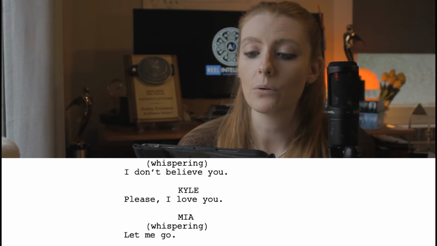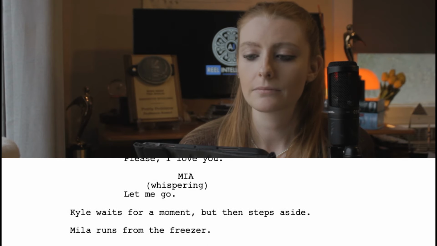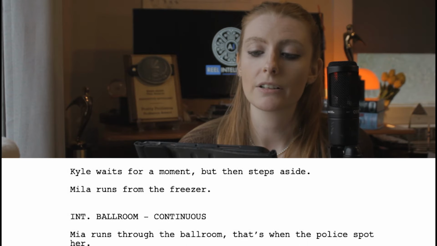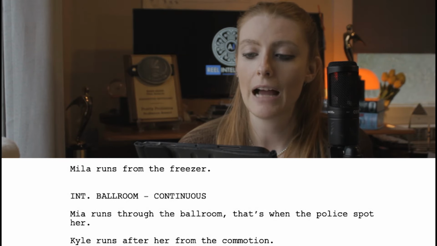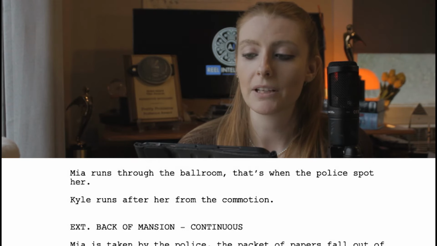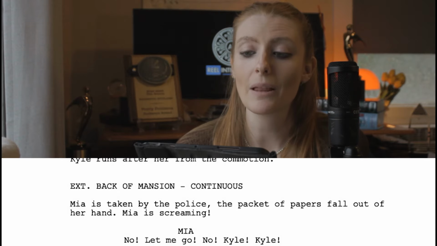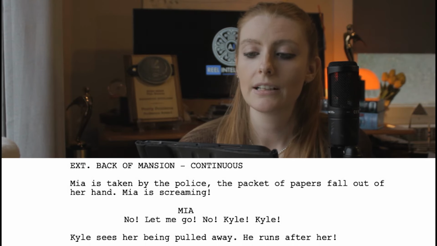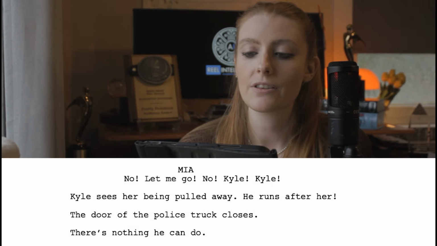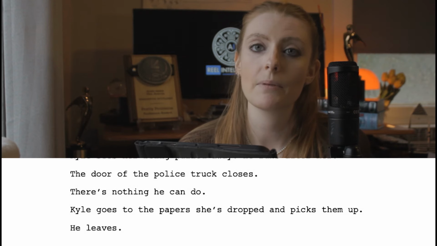Mia, let me go. Kyle waits for a moment, but then steps aside. Mia runs from the freezer. Ballroom continues. Mia runs through the ballroom. That's when the police spot her. Kyle runs after her because of the commotion. Back of the mansion continuous. Mia is taken by the police. The packet of papers falls out of her hand. Mia is screaming. Mia, no, let me go. No, Kyle, Kyle. Kyle sees her being pulled away. He runs after her. The door of the police truck closes. There's nothing he can do. Kyle goes to the papers she dropped and picks them up.